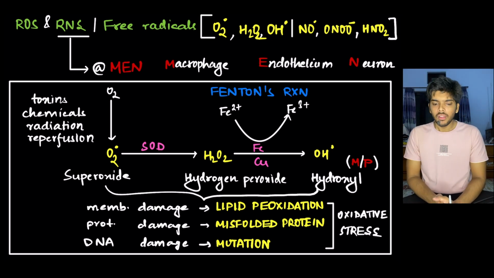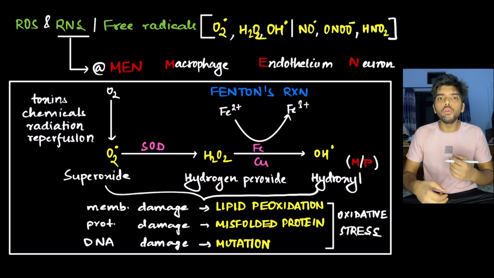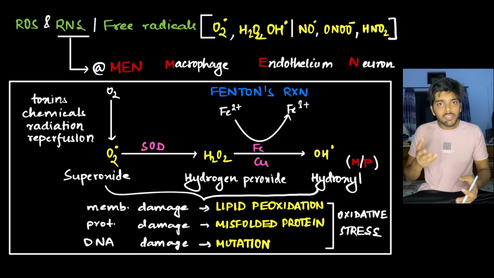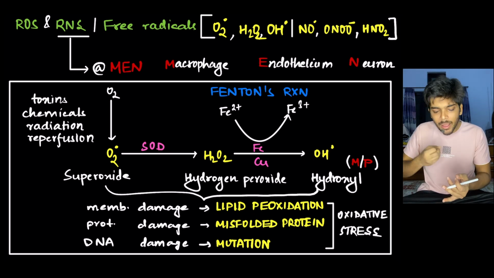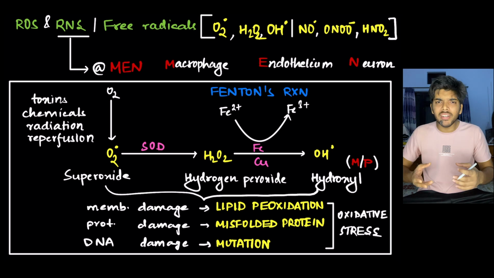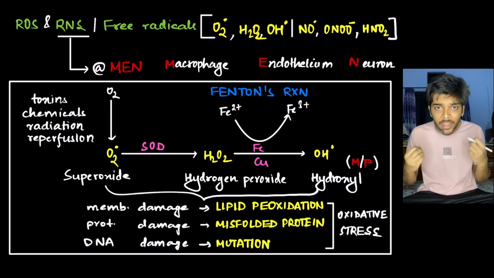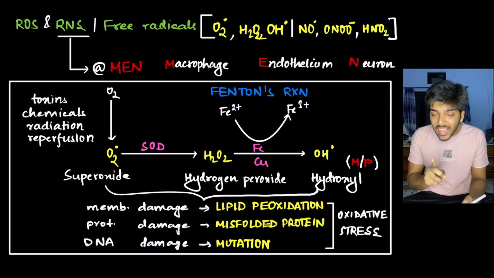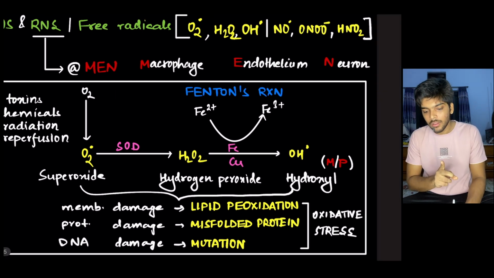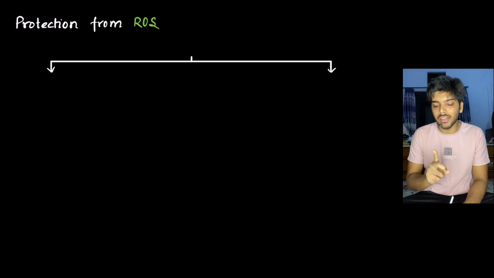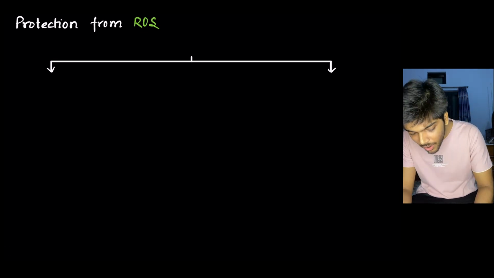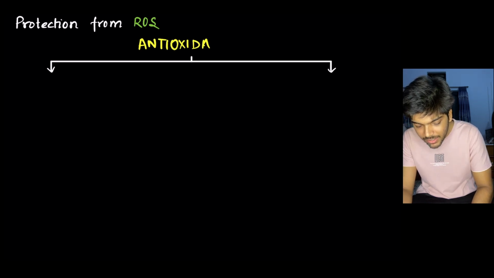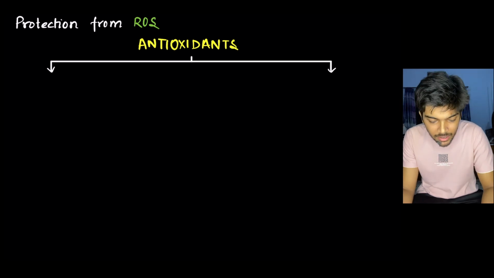Now let's say reactive oxygen species keep on accumulating within the cell. What will happen? The cell will continuously go through injury. The membrane is going to get damaged, the protein is going to get damaged, DNA is going to get damaged, the cell is going to get old, it is going to die, all of your cells are going to die, you are going to get old, and you are going to die. So what is it that prevents death and aging of the cell? What is it that protects us from reactive oxygen species? They are none other than antioxidants. And there are two types of antioxidants.